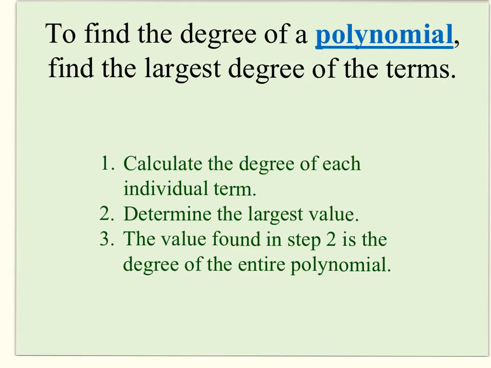Now, what do we do if we're focusing on a polynomial, which is the combination of several monomials? Well, we calculate the degree of each individual term, each individual monomial within the polynomial, and then we look at the largest value that's there. Whatever the largest value that is there, that is the degree of the overall polynomial. So let's try a few.